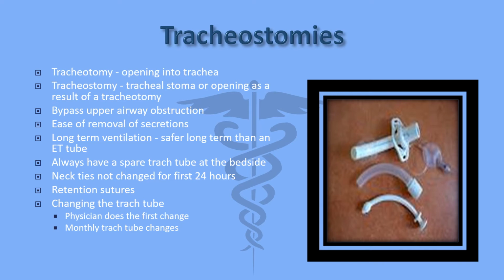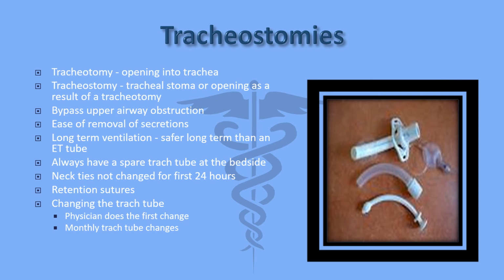Also, if they are having trouble getting them off of the ventilator, those are all reasons for having a tracheostomy. It bypasses the upper airway or any obstruction that's in there. It makes it easier to remove secretions. If somebody needs long-term ventilation because we're having trouble getting them off the ventilator, it helps with that. And it's safer long-term than an endotracheal tube. Always have a spare trach at the bedside.